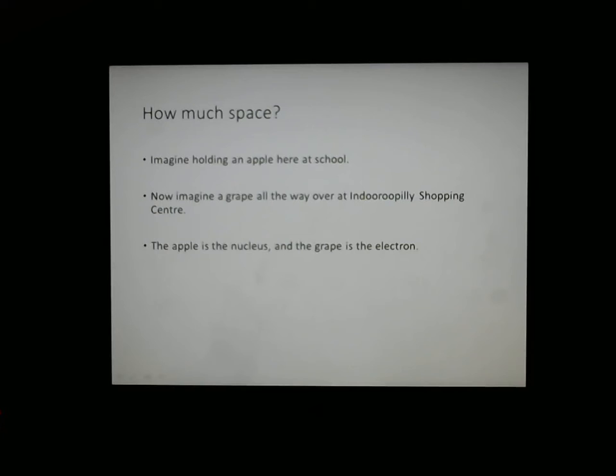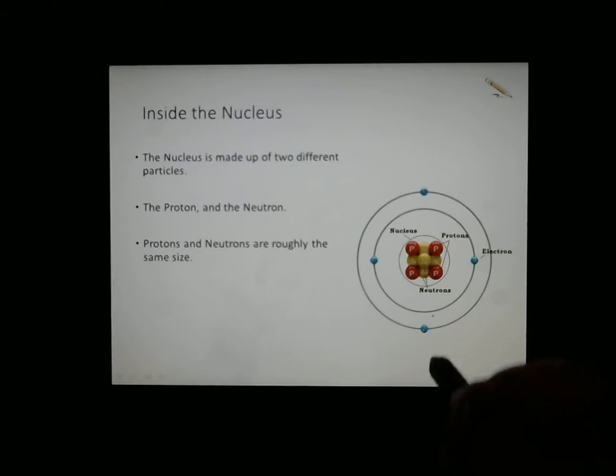Okay, so there's a lot of empty space, and I don't mean empty space as in, oh, there's air in there, because remember, air is made of atoms. I mean nothingness. Okay, there is absolutely nothing between this central nucleus, and we're going to see what they're made of in a second, and that first electron. Okay, so let's delve a bit deeper.